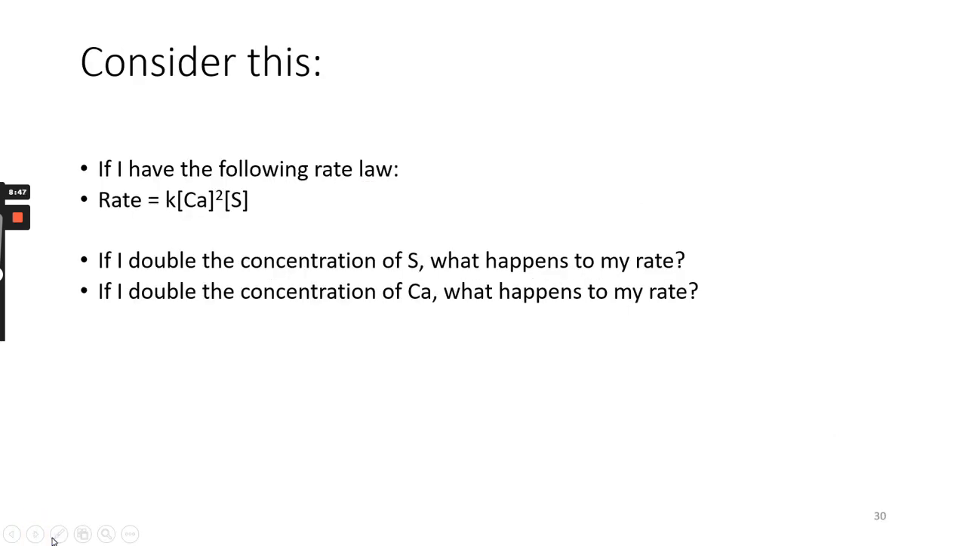So let's look at an example. If I have this following rate law, the rate is K times the concentration of calcium squared, or to the second order, times the concentration of sulfur. If I double the concentration of sulfur, what happens to my rate? Well, if I double, this isn't S anymore, this is 2S raised to the 1. So my rate will double. If I double calcium, this is no longer calcium, this is 2 calcium, but you have to square all that. So 2 squared is 4. So my rate will be 4 times faster. So the order is important.